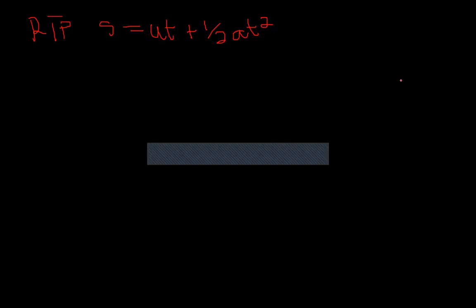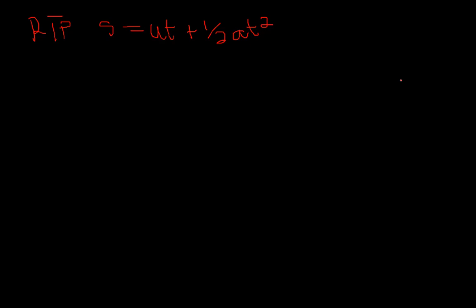How did they get this? Where did it come from? It did not just appear. I already told you that, right? There's always a reason behind something. So what's the reason behind this? Well, they actually used our first equation of motion and the second equation to get this. It's a combination of the two.